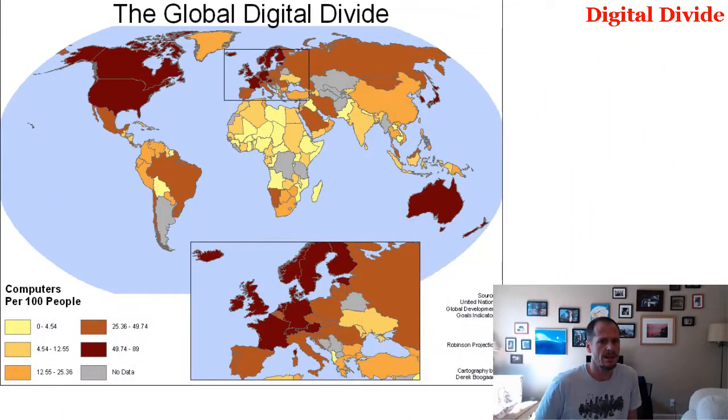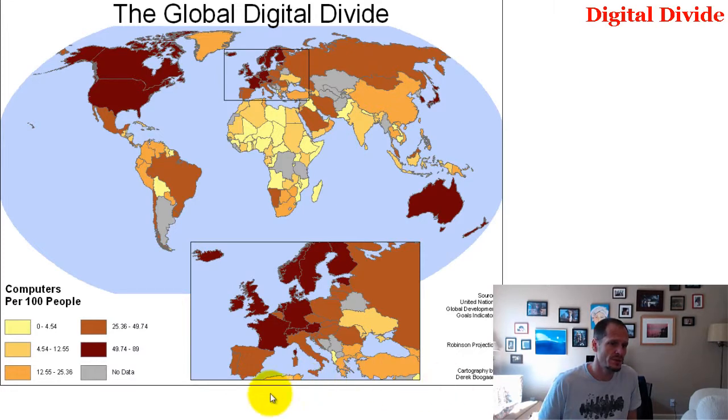The next concept to look at when discussing and thinking about the internet and the World Wide Web is a concept known as the digital divide. Basically, the digital divide is the haves and have nots of technology, those who have technology and those who do not have technology. You're looking at a map of the world that is color coded to represent who has access to technology.